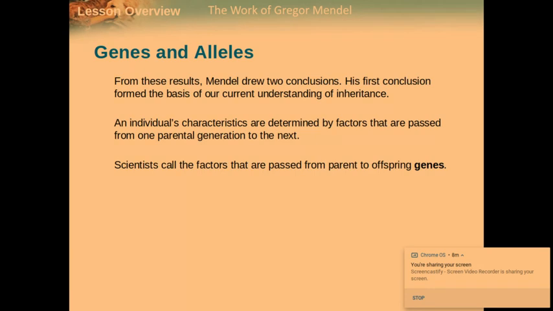From these results, Mendel drew two conclusions. His first conclusion formed the basis of our current understanding of inheritance. An individual's characteristics are determined by factors that are passed from one generation to the next. Scientists call the factors that are passed from parent to offspring genes.